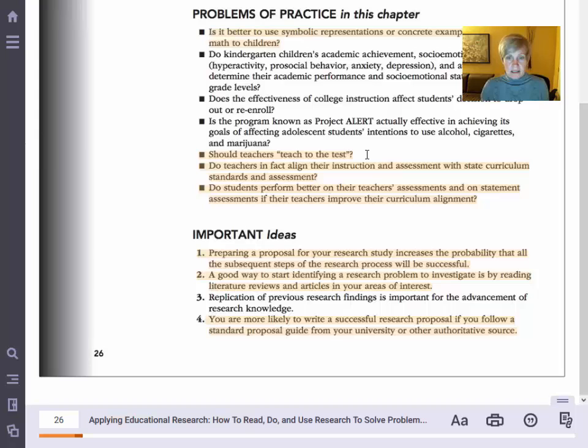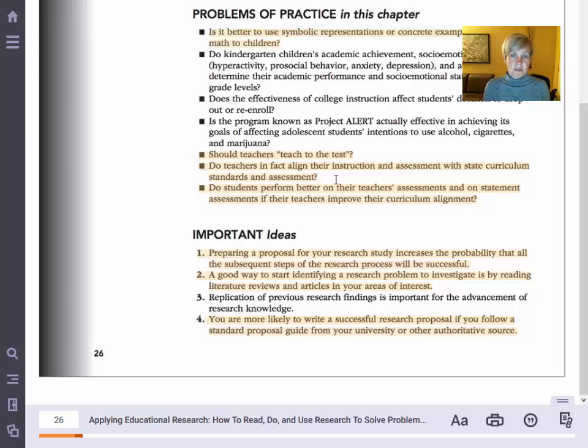Do teachers, in fact, align their instruction and assessment with state curriculum standards and assessment? Remarkably, in Utah, we do a pretty good job of this. Our state dictates to districts what's going to happen in terms of curriculum, and for the most part, we just get lined up and we do that, and we align our instruction with assessments. It doesn't always happen, though.